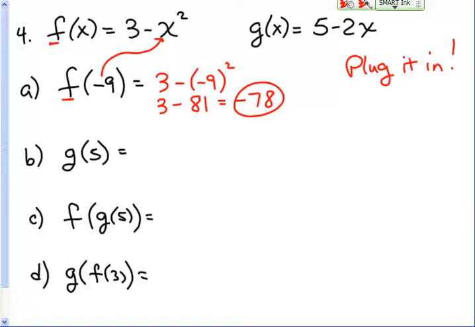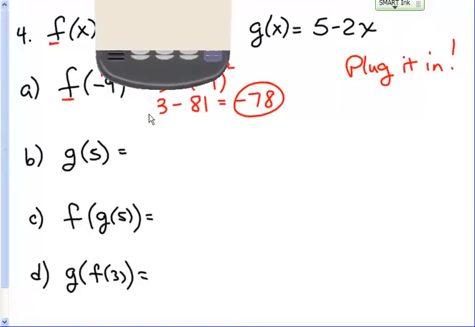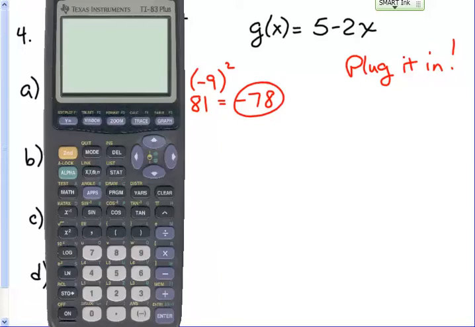Again, if you're using the calculator, make sure we use those parentheses. 3 minus parentheses negative 9 parentheses squared. That gives us the correct answer. If I did 3 minus negative 9 squared, we get the wrong answer. So don't make that mistake.